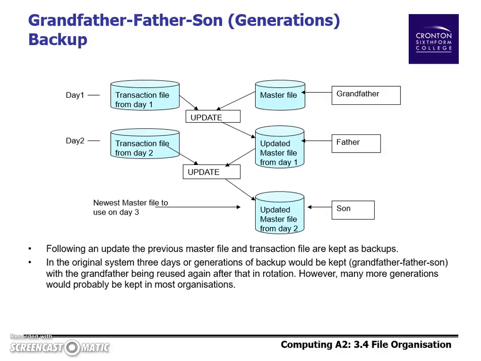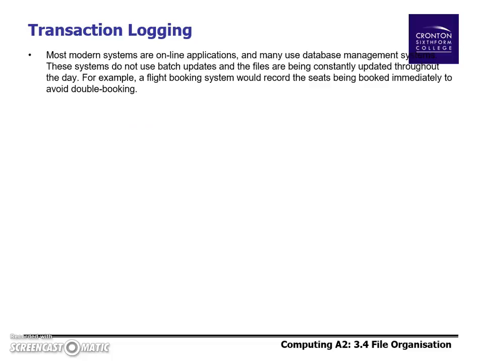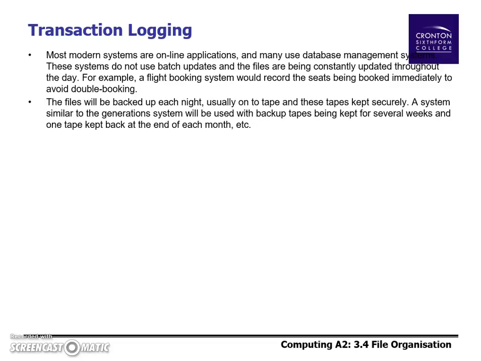However, there are many more generations that will probably be kept nowadays in most organizations. If a master file becomes damaged, it can be recreated using the previous day's master and transaction files. So most modern systems are online applications, and many use a database management system. These systems do not use batch updates, and the files are being constantly updated throughout the day. For example, a flight booking system would record the seats being booked immediately to avoid double booking. So this is real-time data that we're now dealing with today in our modern lives.